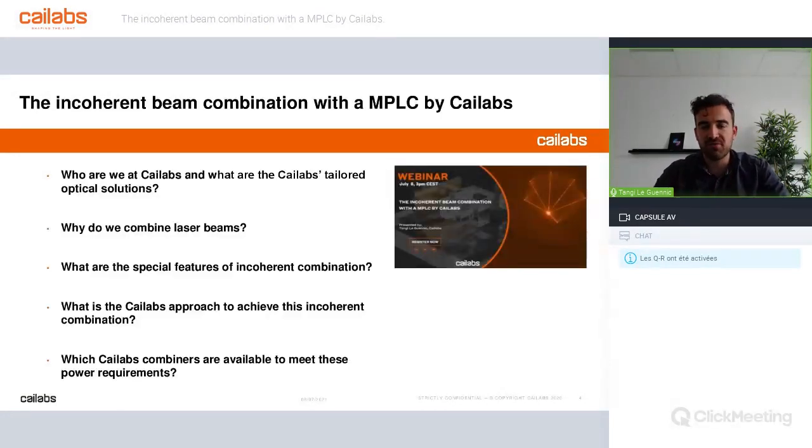About the program of this webinar, I plan to begin with a short explanation about who we are at Cailabs and what are the Cailabs tailored optical solutions that we can propose. As I speak about laser combination, I would like to spend some time on the reason we have to combine laser beams. I will explain the special features of incoherent combination and what is our approach at Cailabs to achieve it with our technology. And finally, I will present the combiners that we can provide after discussing two examples of applications where this type of combination can be used.